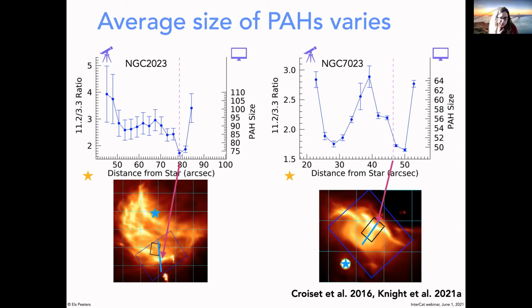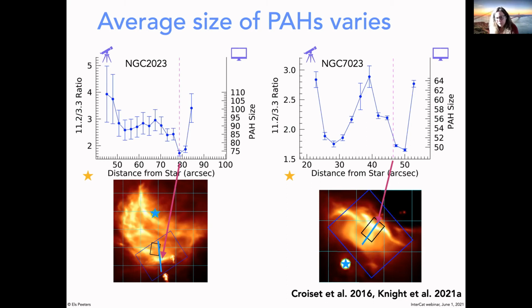And so for each of these reflection nebulae, we know the star, which is responsible for the radiation field. So we can calculate what the average photon energy is that our PAH molecules will see. And so with that, and based on the theoretical data that I showed in the previous slide, you can calculate what the corresponding PAH size is. So we see that the PAH size varies with distance from the star.